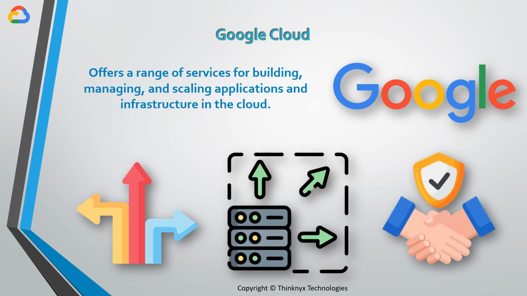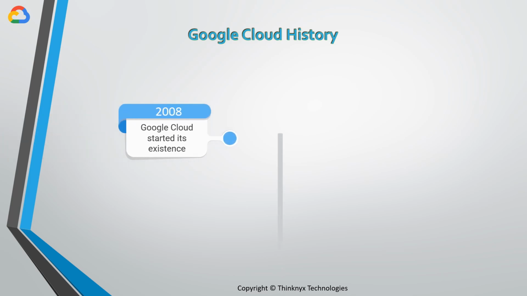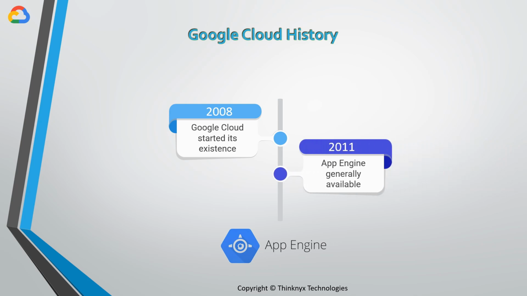Google Cloud started its existence in 2008 with the launch of a product called App Engine, a developer tool that allowed customers to run their web applications on Google Cloud infrastructure. By late 2011, App Engine was pulled out of preview mode and officially announced as a fully supported Google product. After this, Google has continued to build and provide more services and products to enhance their cloud platform.